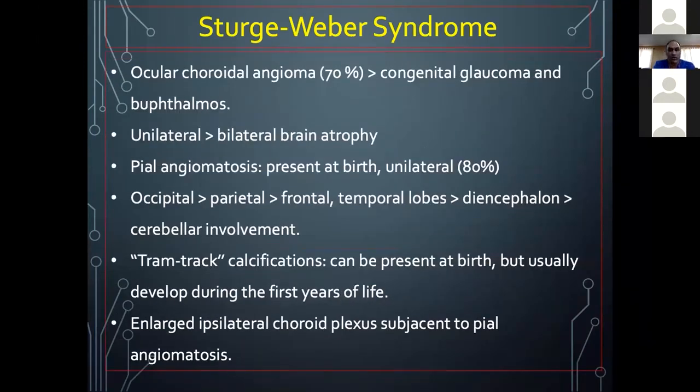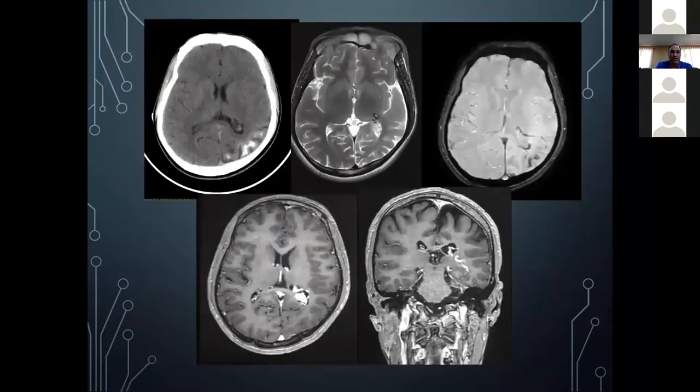There's a long list of entities which can be present, but one of the most important things: the brain changes are most often seen in the occipital region, followed by parietal, and less commonly in the temporal and the brainstem or cerebellar region. Tram-tract calcification is characteristic, and there can be ipsilateral choroid plexus enlargement. For example, in this particular case, there is a focal area showing calcification and focal atrophy, and you can see susceptibility because of the calcification, enlarged choroid plexus, and this enhancement.